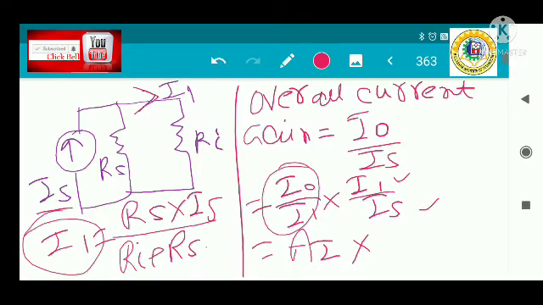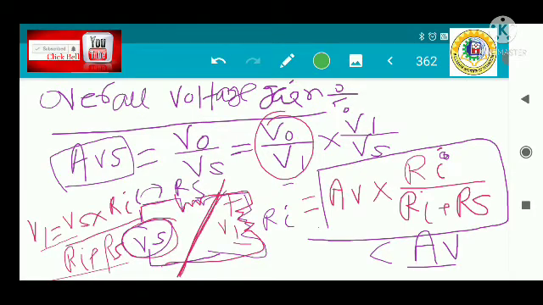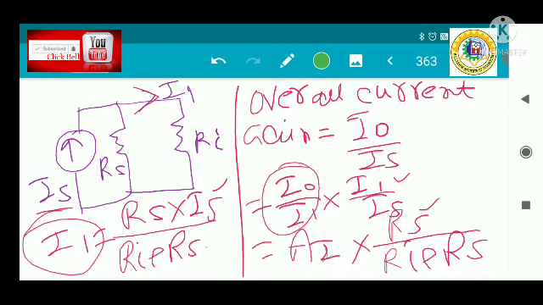So I1 divided by Is is nothing but Rs divided by Ri plus Rs. Okay, so this is the expression for the overall current gain. So overall current gain is likewise in the case of the voltage gain. So this is your AI. So the overall current gain is always less than the current gain, simply the current gain. So this is also always less than the AI. So this is the overall voltage gain and the overall current gain expression.